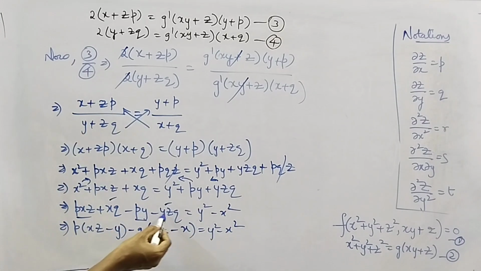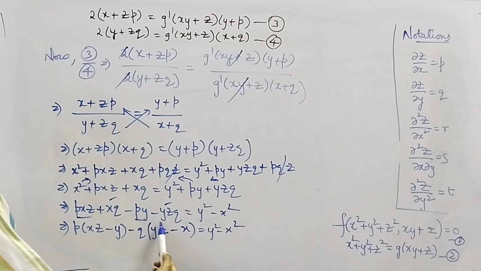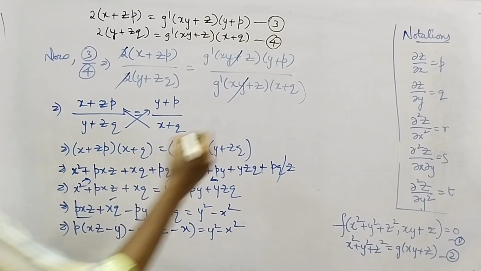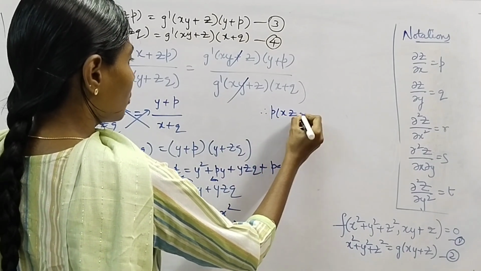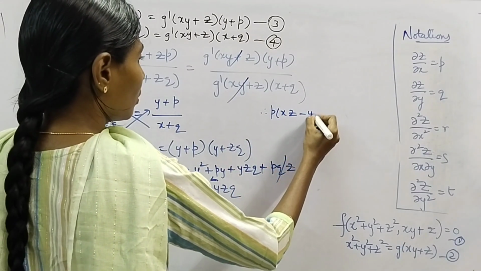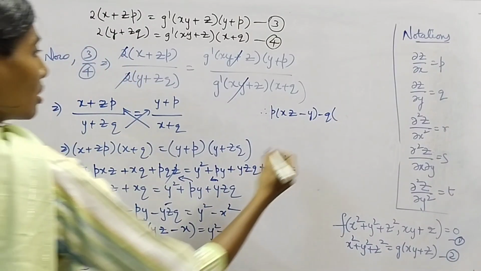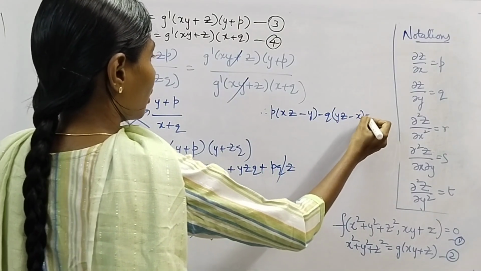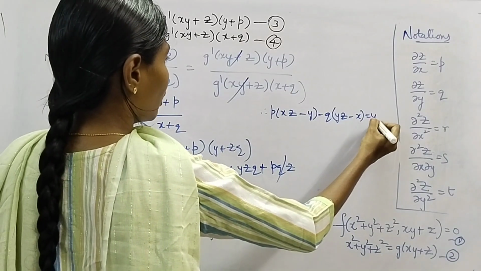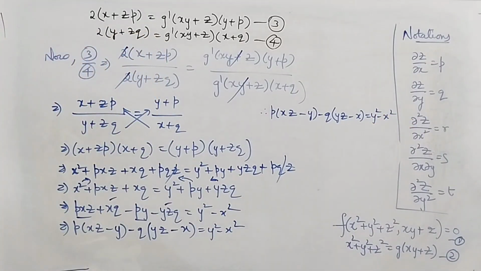Why I took minus q common from these two terms is just to maintain the pattern. Here we have xz minus y. If you take minus q common, you can get it in terms of yz minus x, right? Fine. Which is the required partial differential equation. Therefore, p times xz minus y minus q times yz minus x equal to y square minus x square is the required partial differential equation.